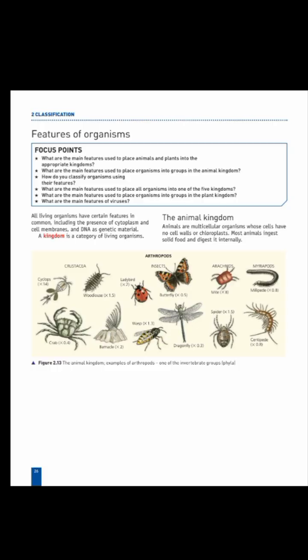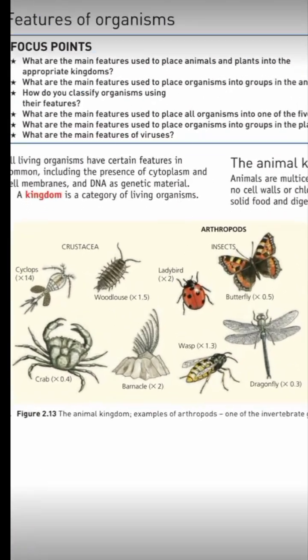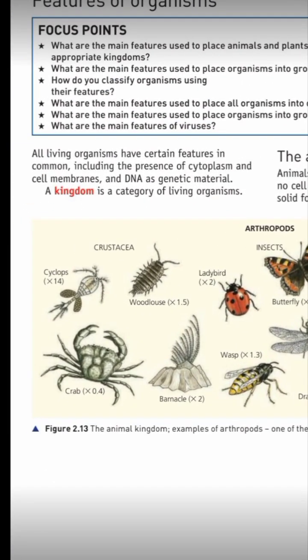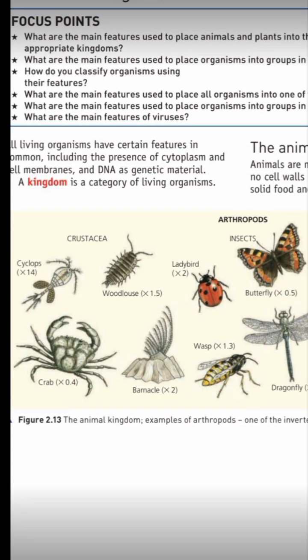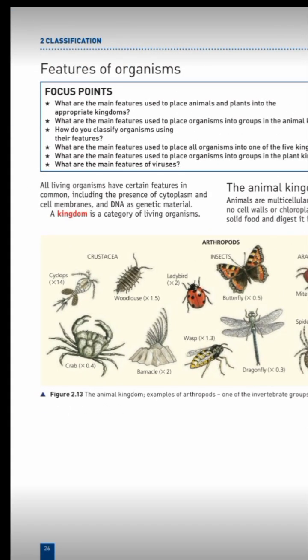All living organisms share some common features, like they have cytoplasm, cell membrane, and genetic material such as DNA. Now we discuss the kingdom. A kingdom is a large category that is used to classify living organisms. It is a large group. Okay, keep it in your mind. It is the biggest group of the classification system.